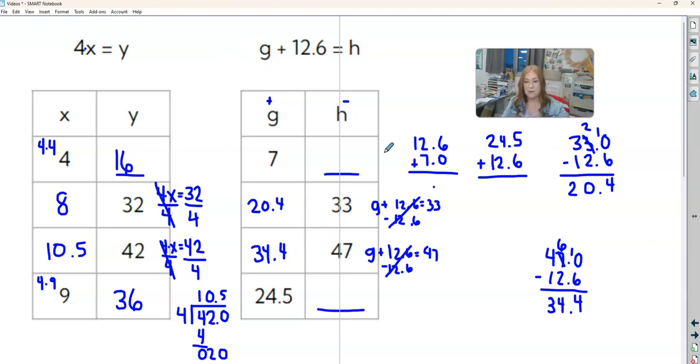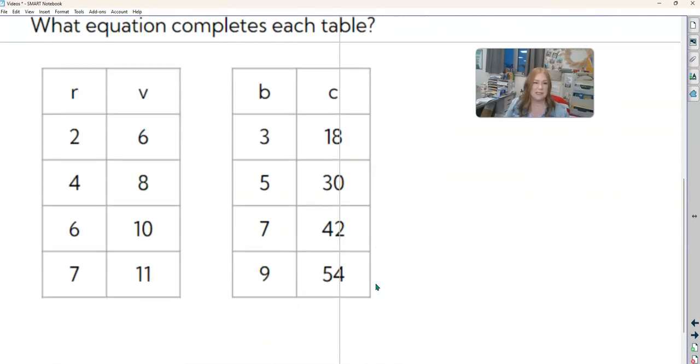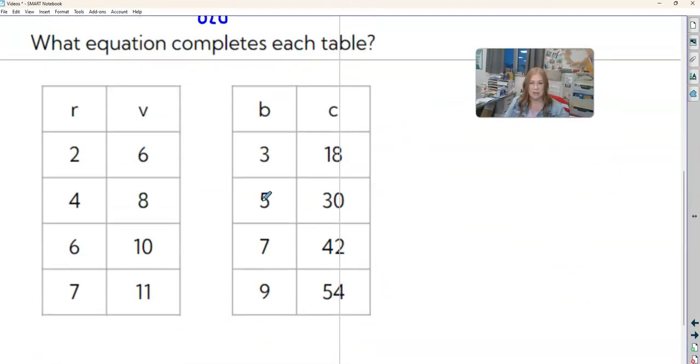So we're just solving those equations. Plug in what you have. And either if it's on one side, just do it. And if you have to get one by itself, do the opposite there. Okay, so now we're going to look and see what equation can complete the table.